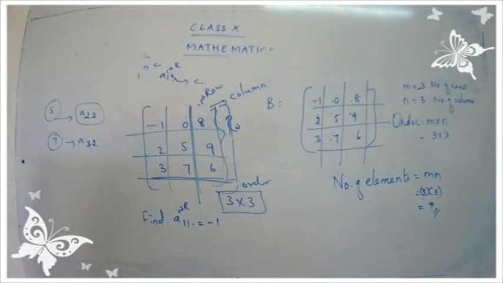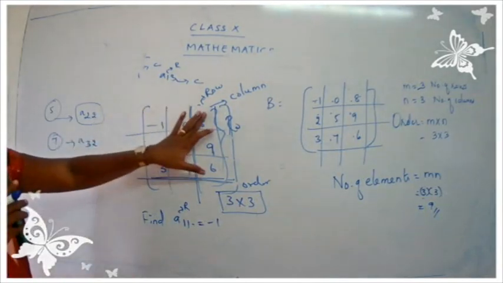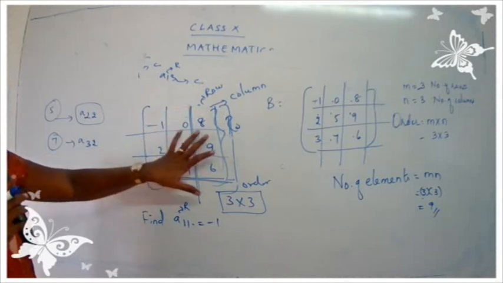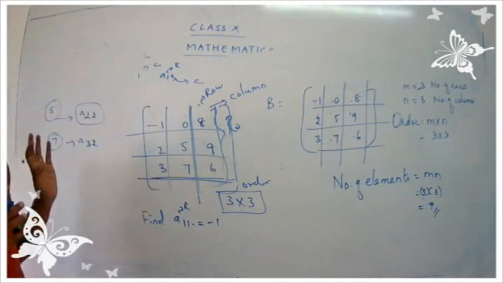Okay. And I have told you how to write the general format. So A11, A12, A13, A21, A22, A23, A31, A32, A33. Are you clear, children?